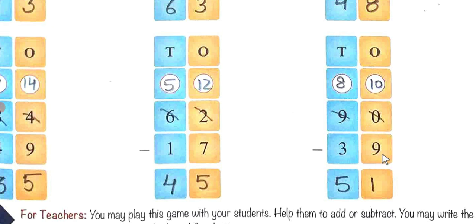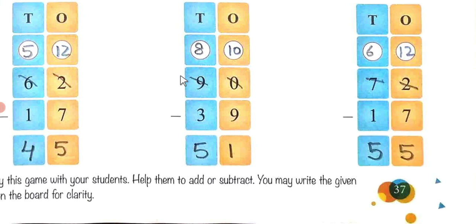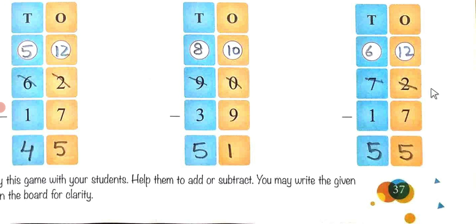So now come to this one. 90 minus 39. So 9 cannot be subtracted from 0. So this 9 has given 1 ten to here. So it has become 10. 10 minus 9 is 1. And it will become 8. 8 minus 3 is 5. So moving to the next one. 72 minus 17. So 7 cannot be subtracted from 2. So 7 has given 1 carry to this number and it became 12. 12 minus 7 is 5 and it will become 6. 6 minus 1 is 5.